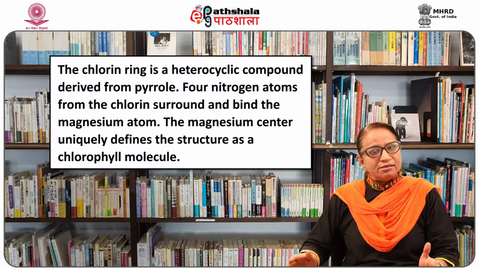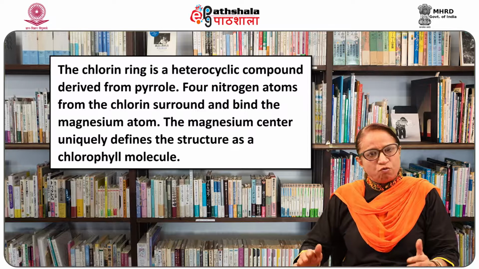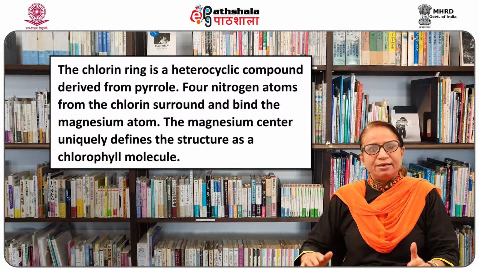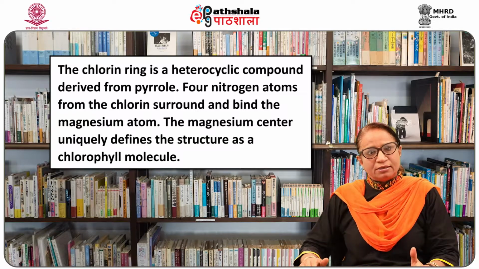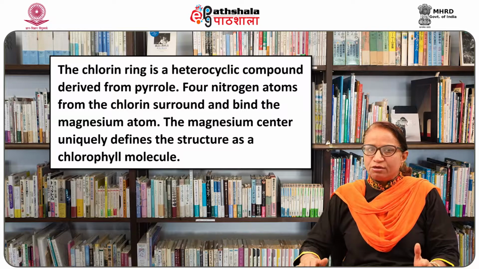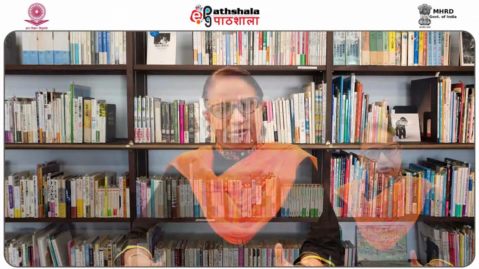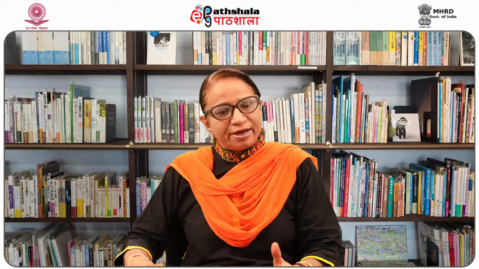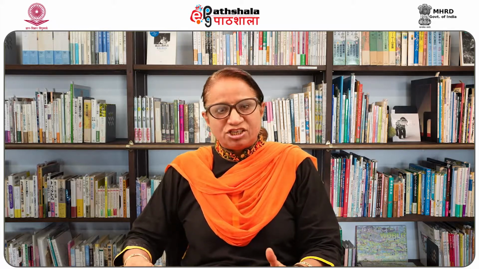The chlorin ring is a heterocyclic compound derived from pyrrole. Four nitrogen atoms from the chlorin surround and bind the magnesium atom. The magnesium center uniquely defines the structure as a chlorophyll molecule. As with other chlorophylls, chlorophyll A has a porphyrin ring with attached side chains.